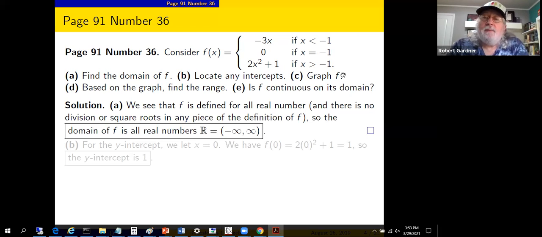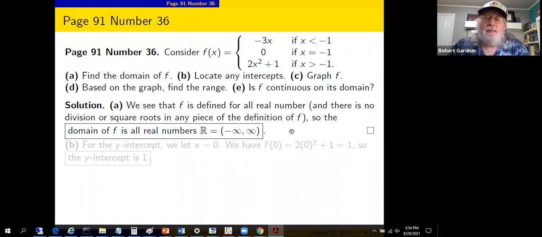Domain, where is it defined? For x less than -1, it's defined. For x equals -1, it's defined. And for x greater than -1, it's defined. So it's defined for all real numbers x, unless these pieces involve division by 0 or square roots of negatives, and none of the pieces do. So that's not an issue. The pieces include all real numbers, so the domain of the function is all real numbers. The real numbers symbol, or think of it as the interval from -infinity to infinity.